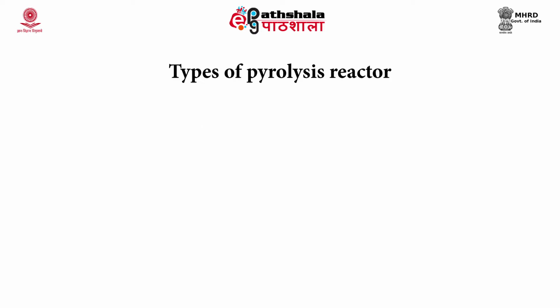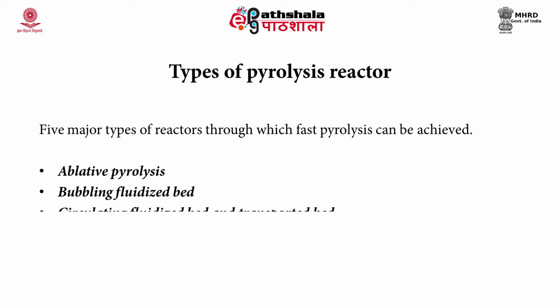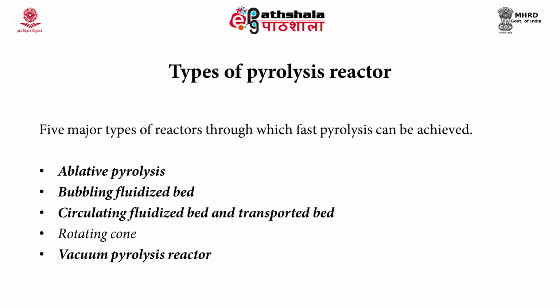Let us see what the types of pyrolysis reactors are. The 5 major types of reactors through which fast pyrolysis occurs are ablative pyrolysis, bubbling fluidized bed pyrolysis, circulating fluidized bed and transported bed pyrolysis, rotating cone pyrolysis, and vacuum pyrolysis reactor.